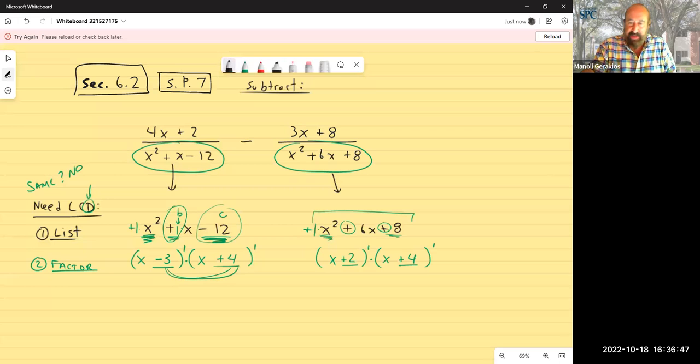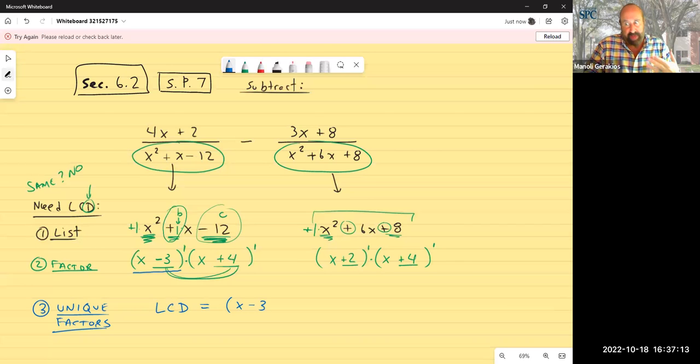Okay, in this step, we're ready to populate the LCD by including one of every different kind of factor. And so the way we shorten this down to a more helpful keyword is unique factors. The LCD contains one of everything different. So x minus 3 is the first of its kind, the first factor in all the denominator factors of its kind. Then x plus 4 is the next factor of its kind. So we have to include those. Those are all the different kinds of factors in the first denominator.